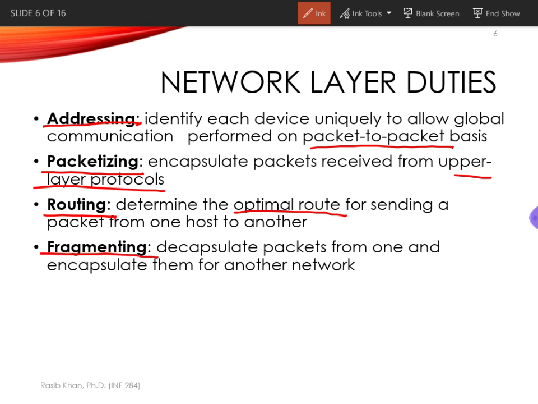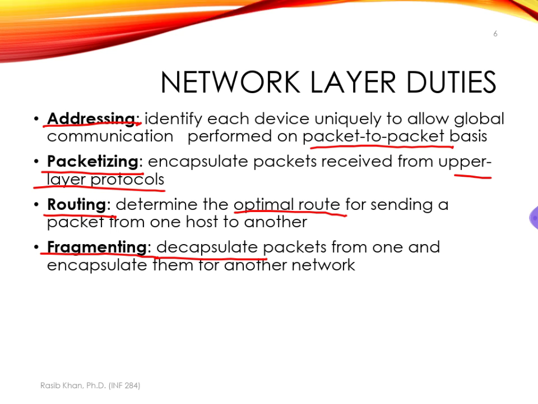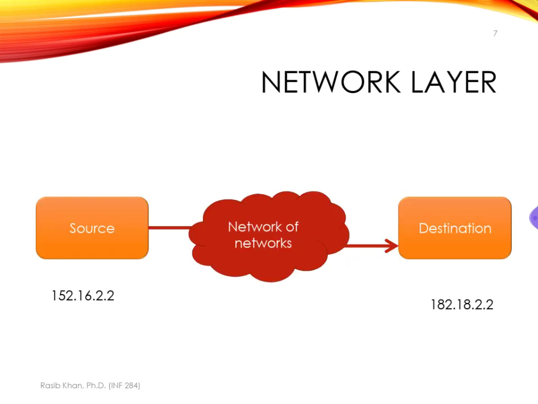And at the receiver's end, the network layer is also responsible for fragmenting, which means that when it receives a frame from the data link layer, it will extract the data from the packet. It de-encapsulates the packet so that it can be passed up to the upper layer.